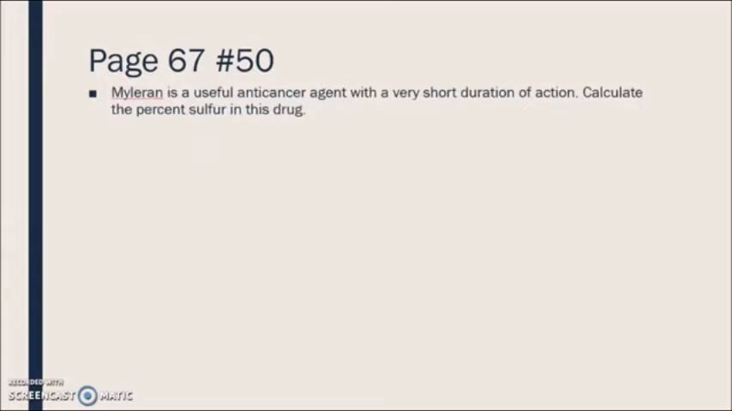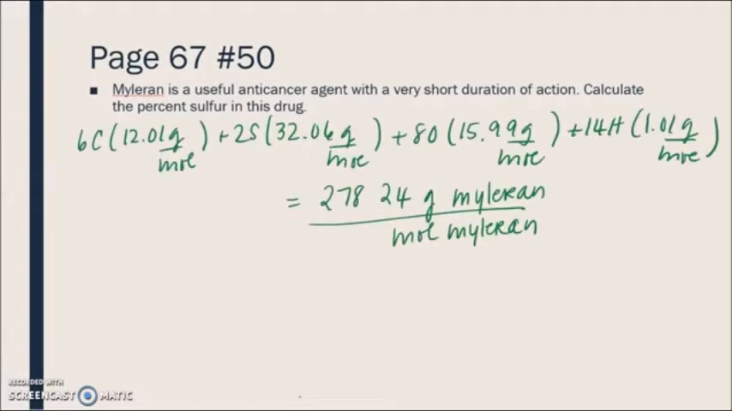All right, here's your next one. Mylarin is a useful anti-cancer agent with a very short duration of action. Calculate percent sulfur in this drug. And they give you that crazy structure in your book. So you have to find the molar mass first, and you would get that number.